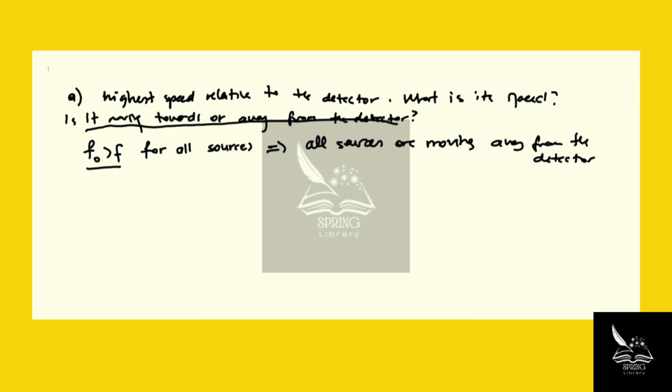Now, since we know that all the sources are moving away from the detector, we're going to write down the relativistic Doppler equation: F equals F naught square root of (C minus V) over (C plus V), right? And then calculate what V is for each source. In order to do that, let's rearrange this equation and write it in terms of V. So let's divide both sides by F naught. These are going to cancel. F over F naught is going to be equal.